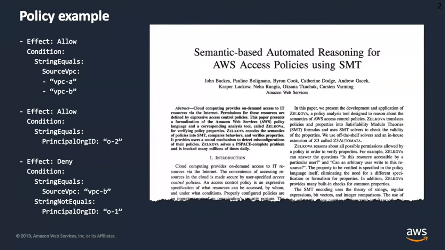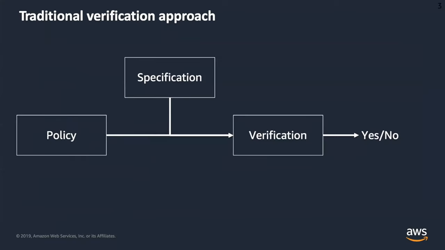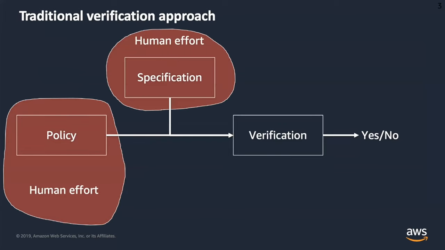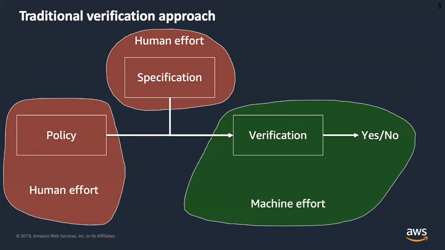At FMCAD 2018, we presented a tool called Zelkova for semantically analyzing AWS access policies using SMT. Zelkova follows a traditional verification approach. One human, usually a developer, writes a policy. Another human, often a security engineer, writes a specification of what's acceptable. And the machine does the verification to return a yes or no answer. This approach works, but it's hard to scale so that everybody can use it.